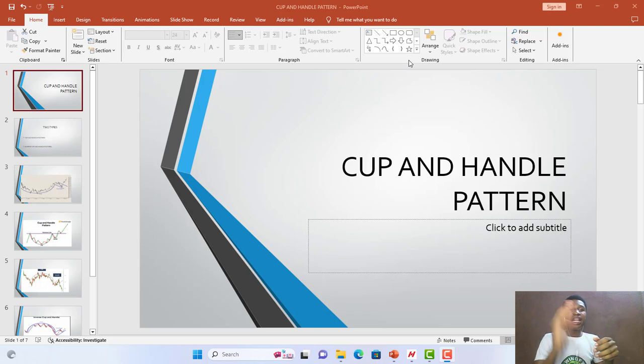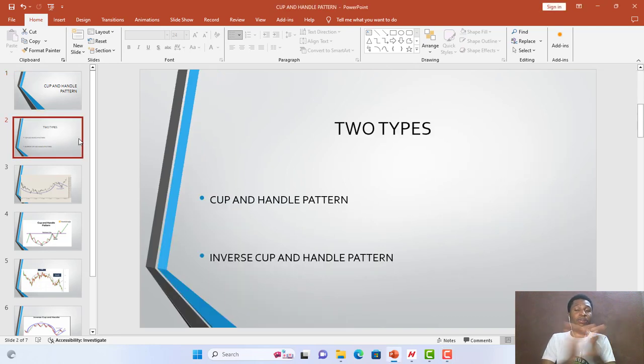So let's go ahead. This cup and handle pattern can be spotted either in favor of the trend, or at the exhaustion of a trending market. Let's quickly go to the two types of cup and handle patterns. We have the main cup and handle pattern and we have the inverse cup and handle pattern. This is how the cup and handle pattern looks like.